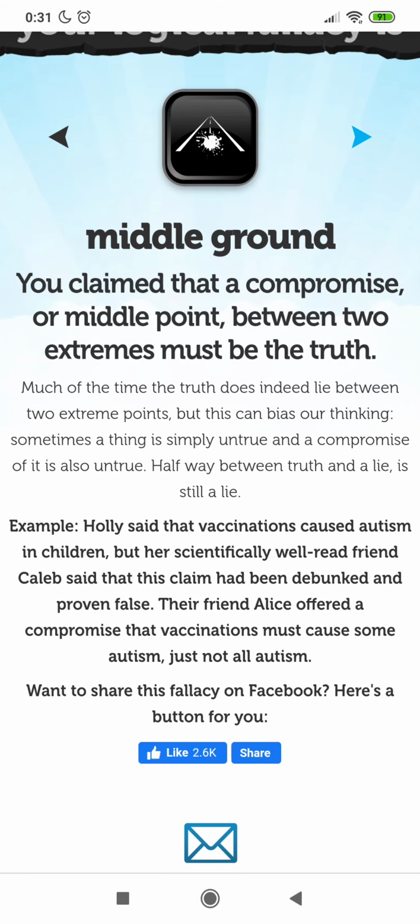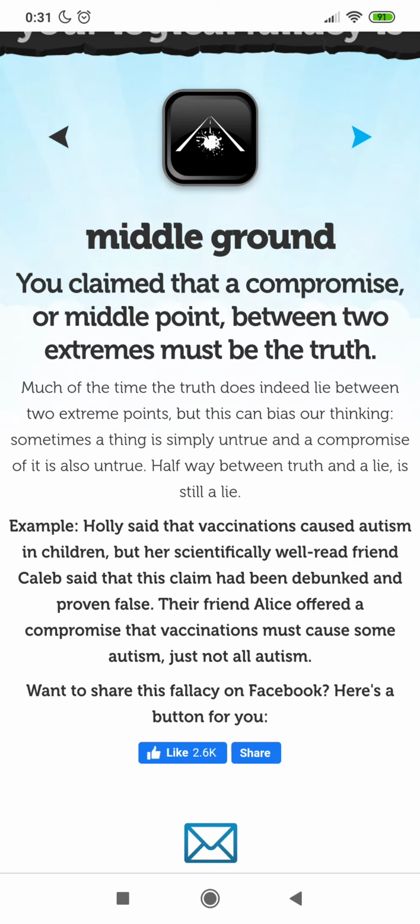The middle ground. You claim that a compromise or middle point between two extremes must be the truth. Much of the time, the truth does indeed lie between two extreme points, but this can bias our thinking. Sometimes a thing is simply untrue and a compromise of it is also false. Halfway between truth and a lie is still a lie.